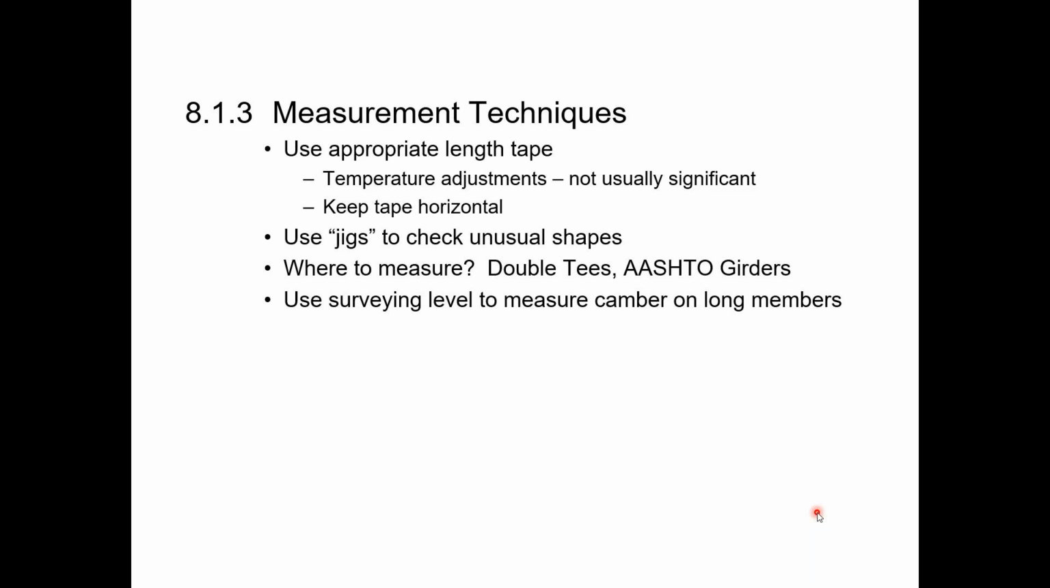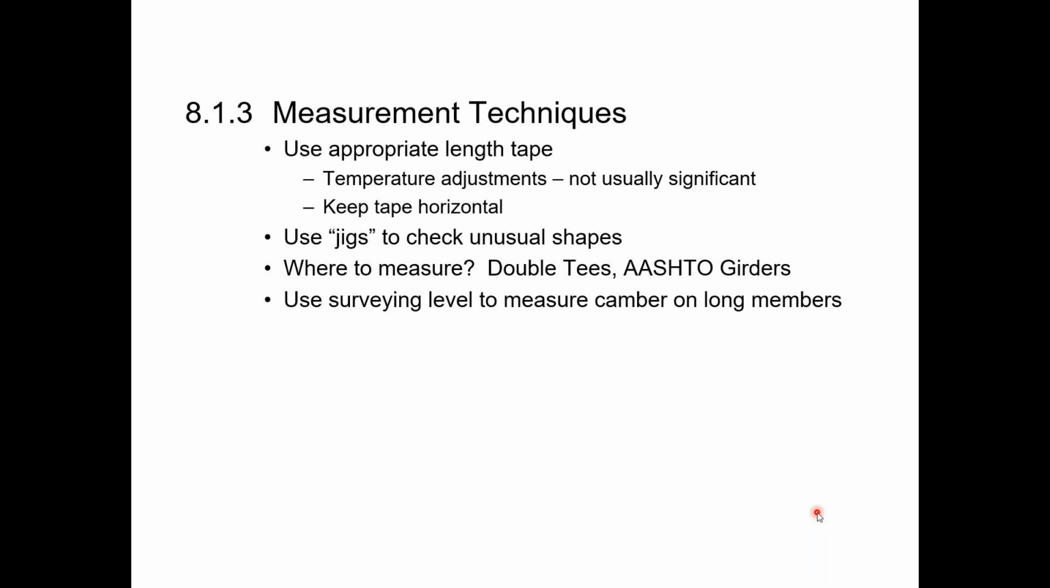Anytime you've got an unusual shape, there may be instances where you have to build a jig. If you've got a radiused panel, it can be difficult to measure that with a standard tape measure without help or without some kind of a jig to give you a surface to measure to. So know your project, know your components, and know how to use the tape measure appropriately.